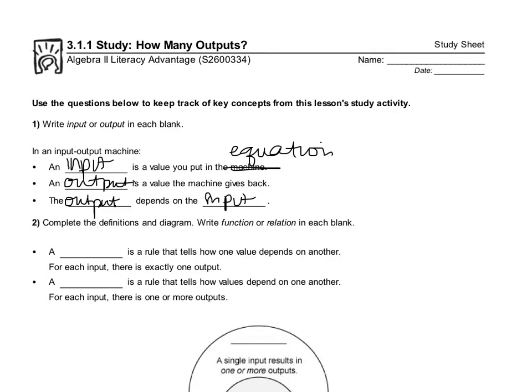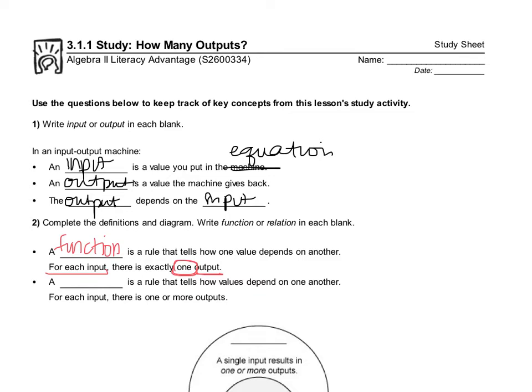So when we start talking about inputs and outputs, there are two words we can use to describe those inputs and outputs. And the first word is a function. You've heard the word function before. It's been used a lot. Specifically, a function is a rule that tells how one value depends on another. And the next part's the important part. For each input, there is exactly one output. So you put one thing in, you get one thing out. An example in the real world of a function would be social security numbers. When you put in one social security number, you get one person out.